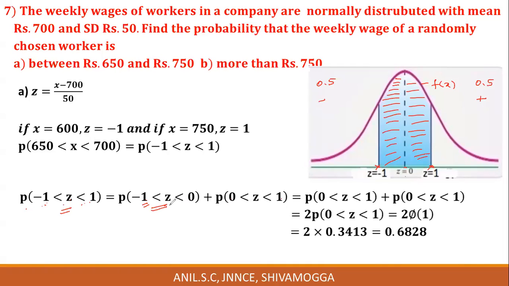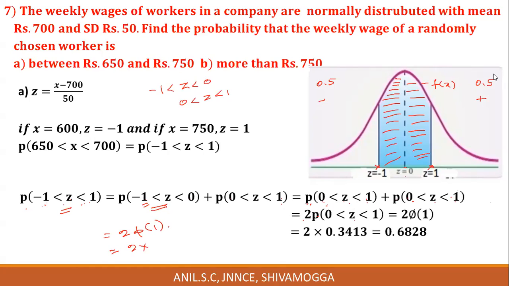Now reverse this inequality by multiplying by a negative sign. The inequality will be reversed. Minus 1 less than Z less than 0 is the same as 0 less than Z less than plus 1. And this probability is P of 0 less than Z less than 1. This is equal to 2 times the probability where Z lies between 0 and 1. They are the same. P from 0 to 1 plus P from 0 to 1 is twice P from 0 to 1, which is denoted by phi of 1. Therefore, this is equal to 2 into phi of 1.